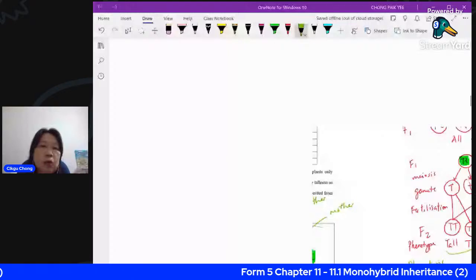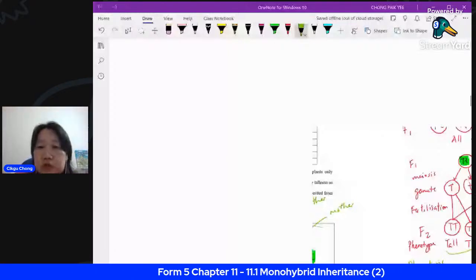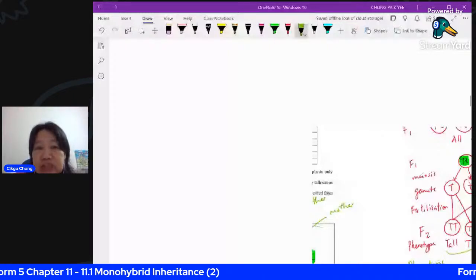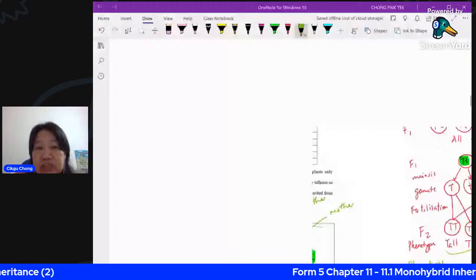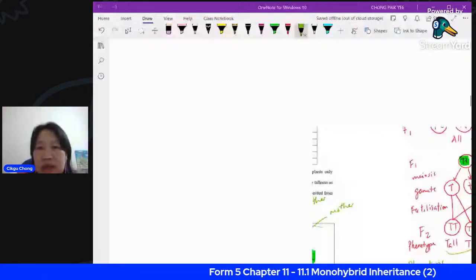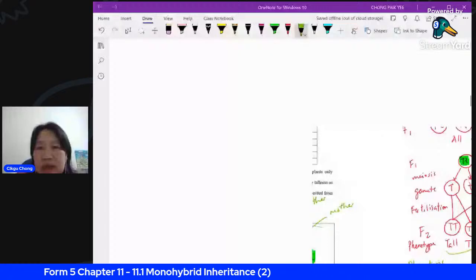So let's go through. I hope you understand this. Now, this is nothing much. It's just to explain what I've already explained just now. Formation of gametes, you must separate. Let's go through very briefly. One gamete can only carry 1. And then in the F1 generation, they combine together, and then you're going to get your Tt, a capital T and a small t.